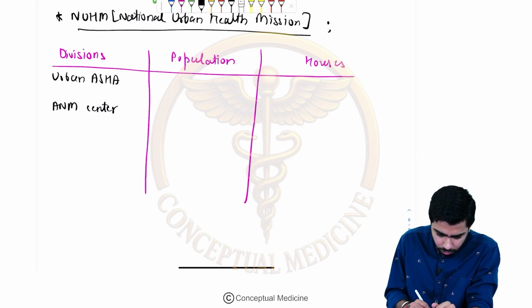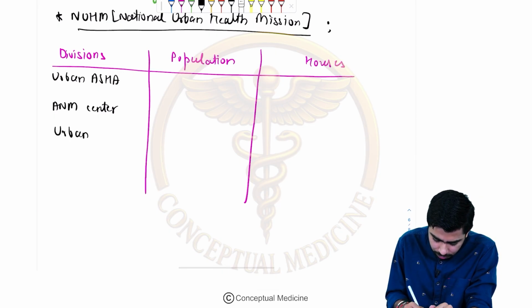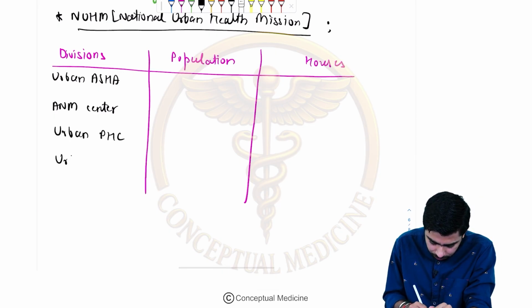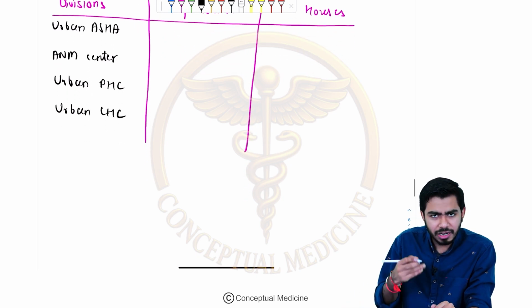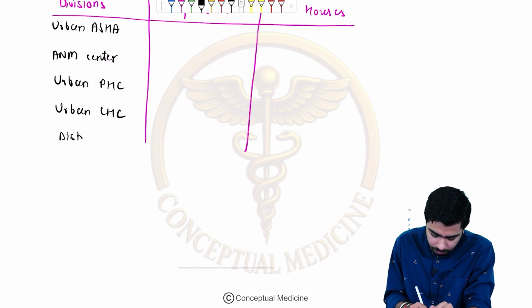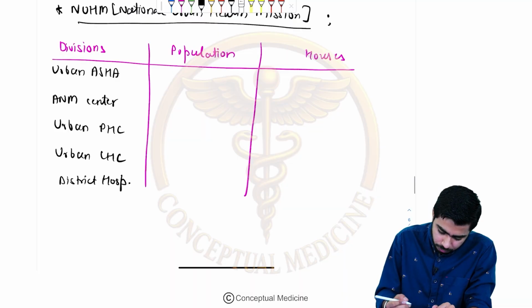Here also it is the same thing. Here we are talking about the urban level, so the urban PHC. Then we have the urban CHC, right? And after the urban CHC we have the district hospital. That will be the same, the district hospital, right? We just need to know some of the population part over there.